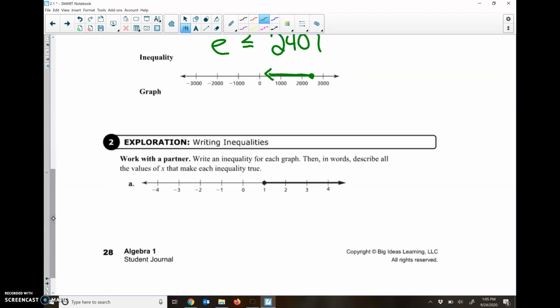So now, for the next couple, they want us to write out what it would be there. So write an inequality for each graph, then in words describe the values that make it true. Okay, so I'm just going to start with x. I have a filled in circle, so I know I'm going to put a line underneath it. And it's numbers that are greater than 1. So it's a circle at 1, and I have numbers that are greater than or equal to 1. So like 2, 3, 4. So the way I would write this is x is greater than or equal to 1.